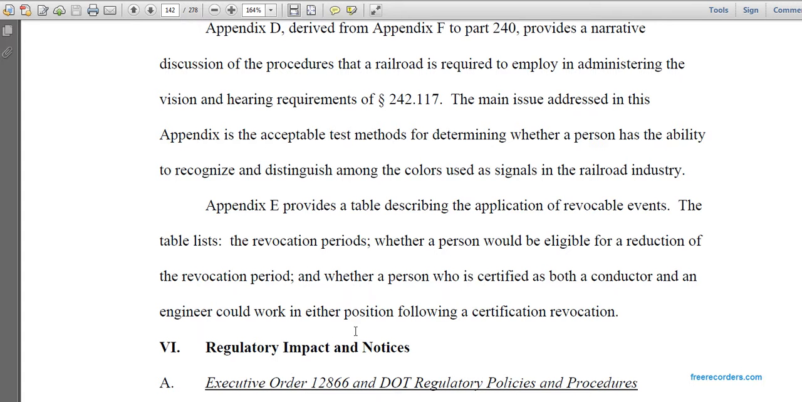Appendix E provides a table describing the applicable revocable events. The table lists the revocation period, whether the person would be eligible for a reduction of the revocation period, and whether a person who is certified as both a conductor and an engineer could work either position following the certification revocation.